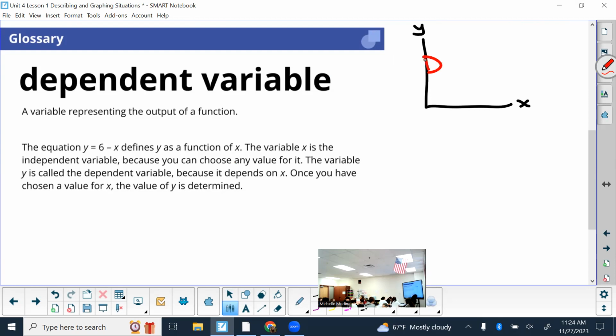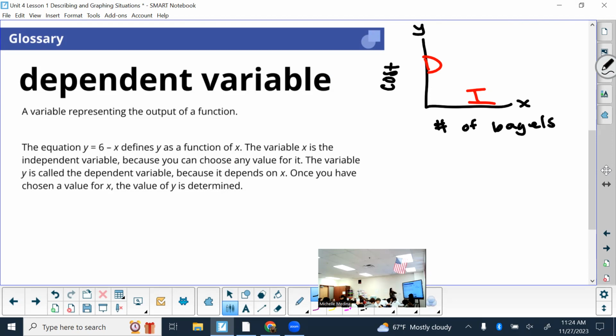Here's a nice little trick in case you guys forget. You can make a D with the y-axis, not with the x-axis. You can also make an I with the x-axis. I mean, technically you could with the y-axis too, but you can only make a D with the y-axis. So your dependent variables always go on your y-axis. If you're comparing cost, that would depend on the number of bagels purchased or something like that. The cost depends on how much you buy, not the other way around.